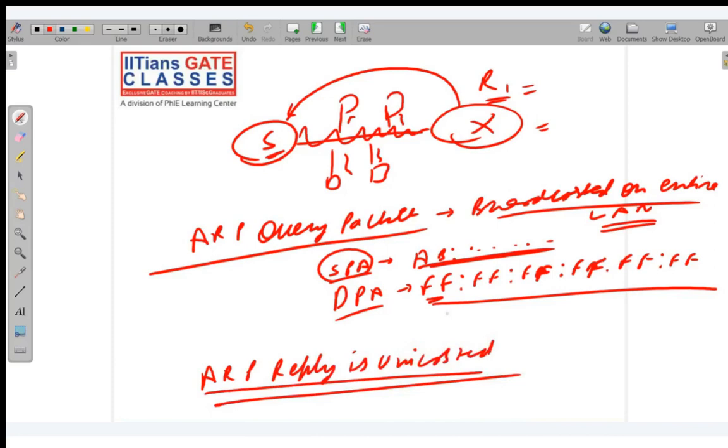I hope you have got the point. This question has been asked: which is broadcast, query or reply? Query is broadcast, reply is unicast. Why unicast? Because we have the source physical address in the packet itself. Any doubt here?